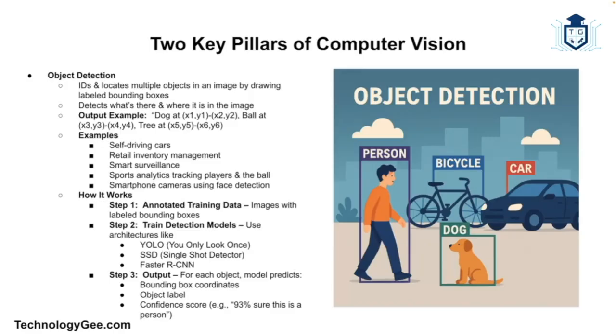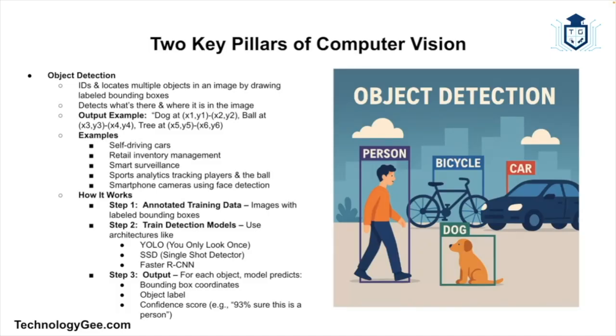Now, exactly how does object detection work? Well, it's a bit more complex than classification, but let me go ahead and try to simplify it. Step 1 is called annotated training data. This is where you need images with bounding boxes and labels for each object in them. An example would be a person box, a bicycle box, or a dog box. Then there's step 2. This is when you would train an object detection model. Some popular architectures for object detection include YOLO, SSD, and Faster R-CNN. These models basically detect and localize multiple objects simultaneously.